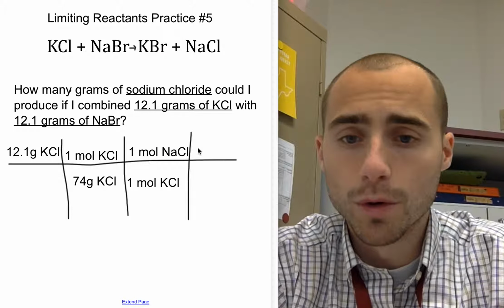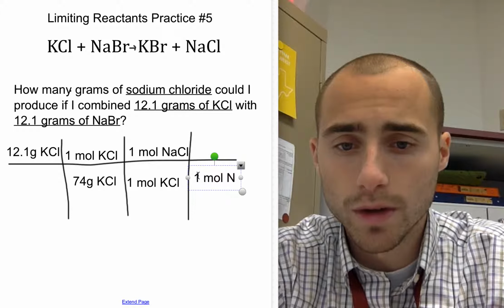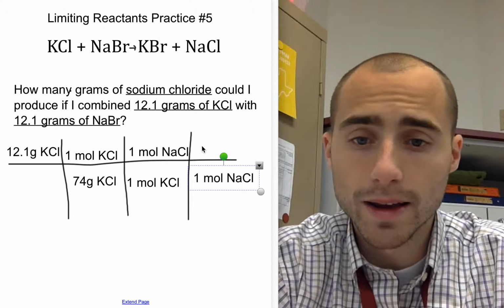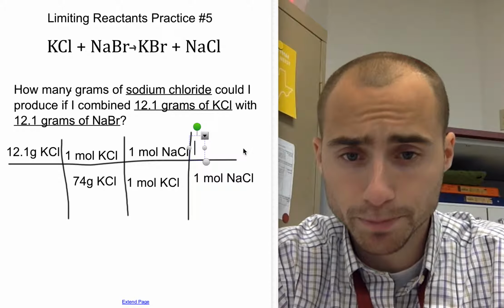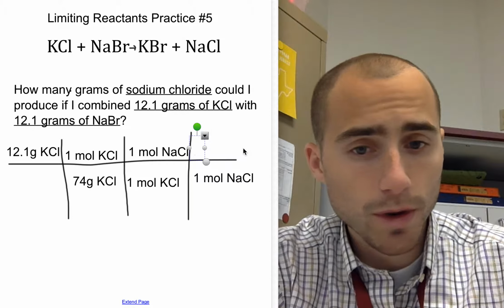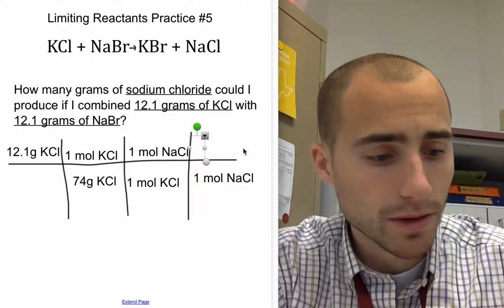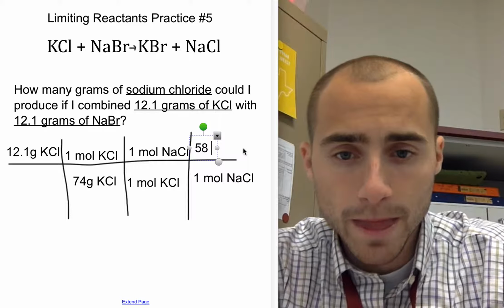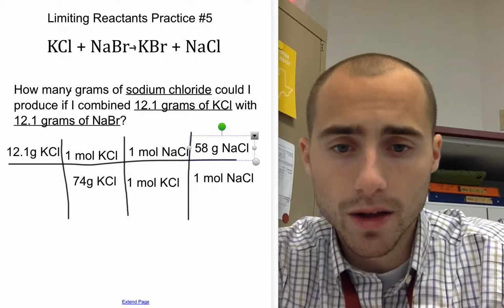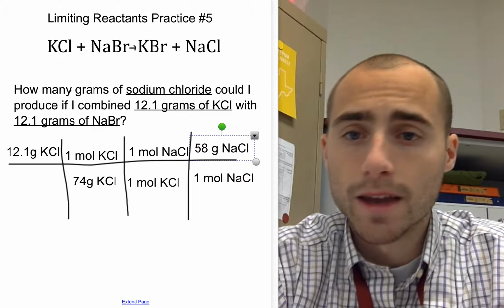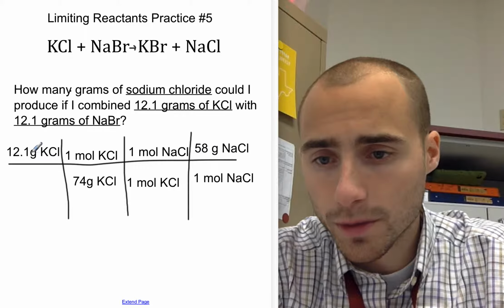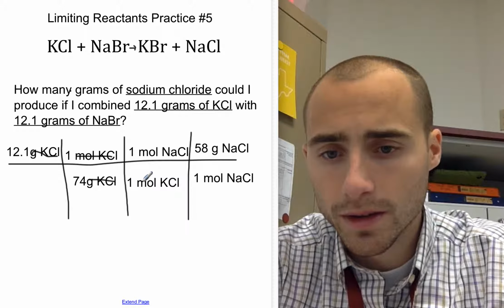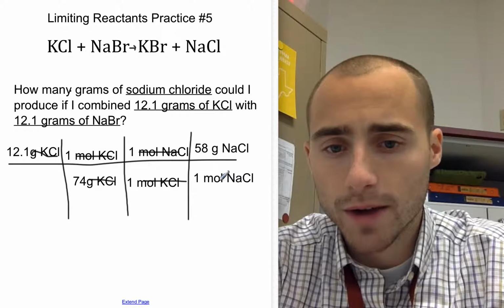Then we have to go from moles of NaCl, 1 mole NaCl, into grams of sodium chloride. So we have to go 23, which is the molar mass of sodium, plus 35, which is the molar mass of chlorine. We end up with 58 grams NaCl, just like that. And if you look at our dimensional analysis, we have crossed off each of these different items, and we have arrived at grams of product.